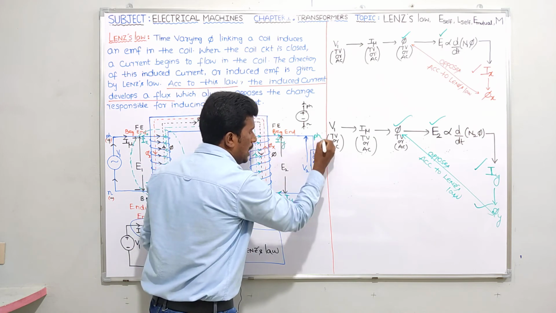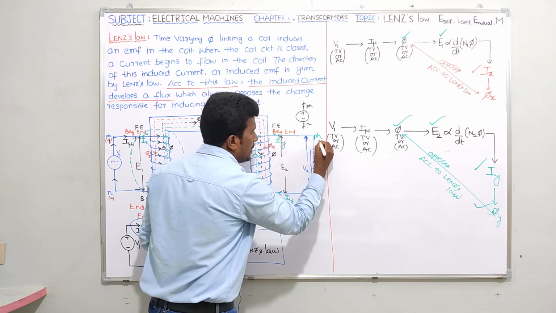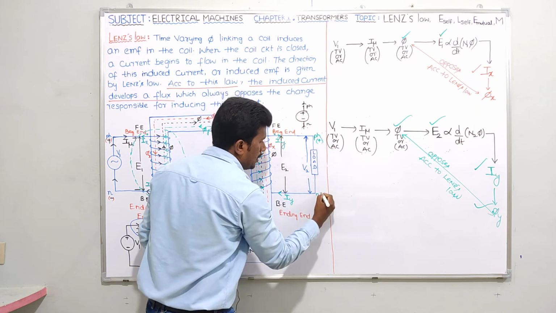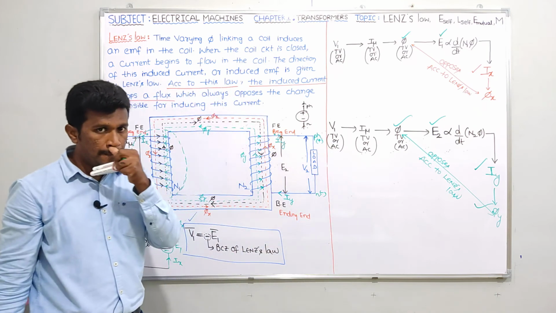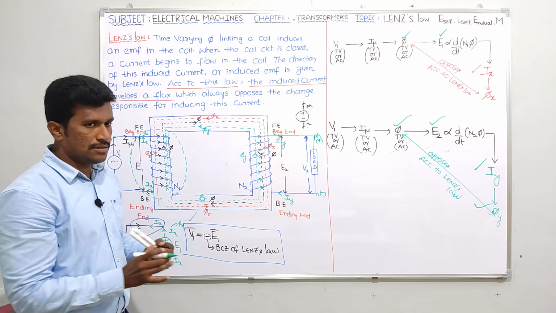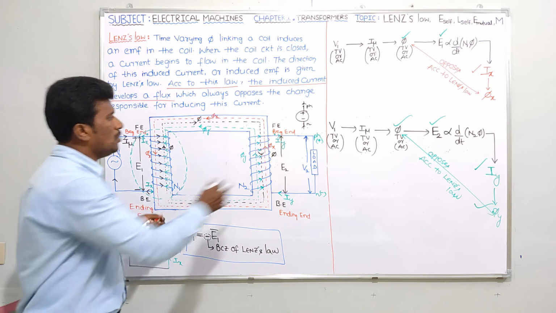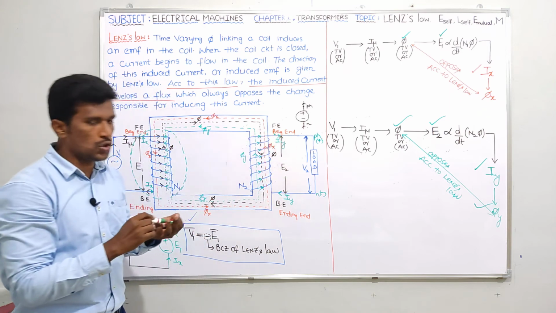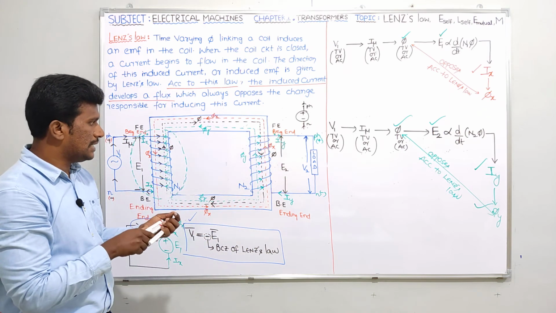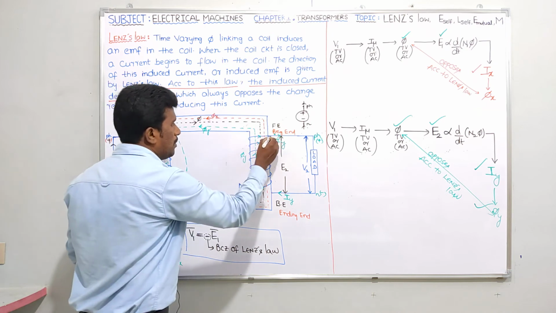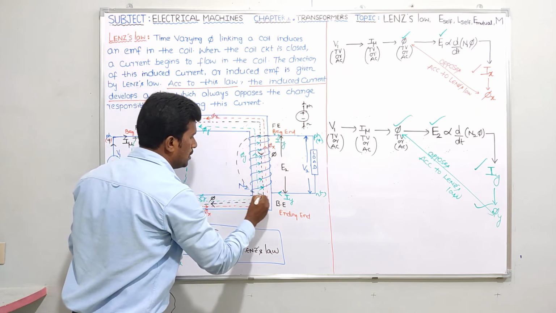This is phase, and this is neutral. I can take phase as plus, and I can take neutral as minus. Is it clear? Now please, guys, once again I'm asking, please consider this entire secondary winding as a source. Please consider this entire thing as a source and tell me.